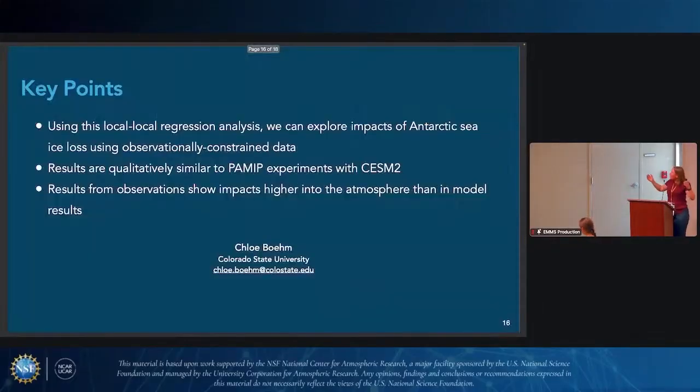So this work is very much still in progress, but some of the key points so far we've been thinking about are that, based on this local regression analysis, we can use this observationally constrained data to start to explore these impacts. The results can be qualitatively compared to the PMIP experiments, and I think they are actually relatively similar. And then a very notable difference between the two is that the results from the observations show impacts much higher into the atmosphere than you're getting from the PMIP experiments. So, my contact information. Happy to take any questions. Thanks.